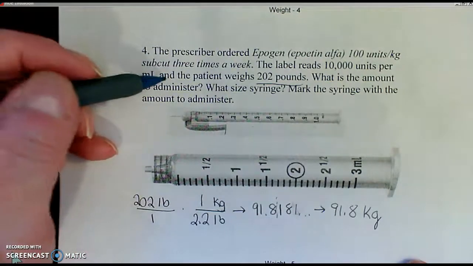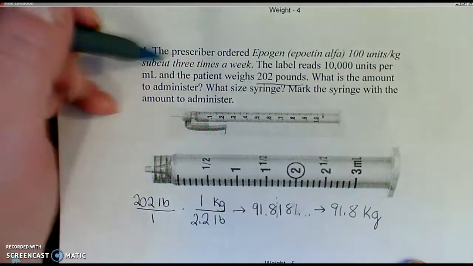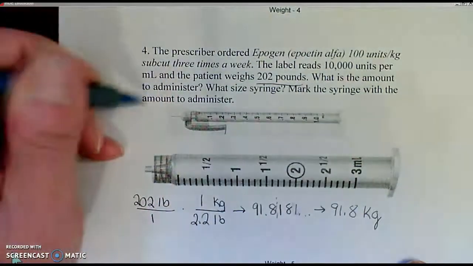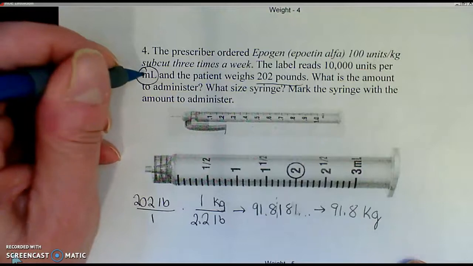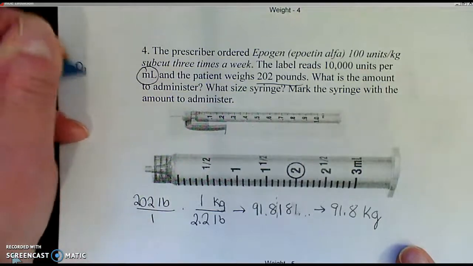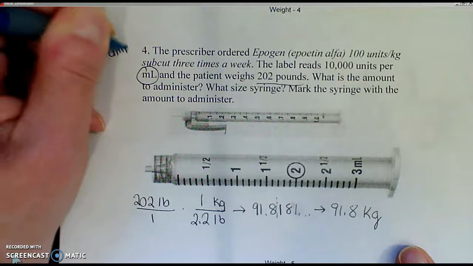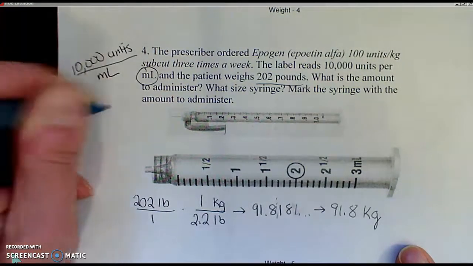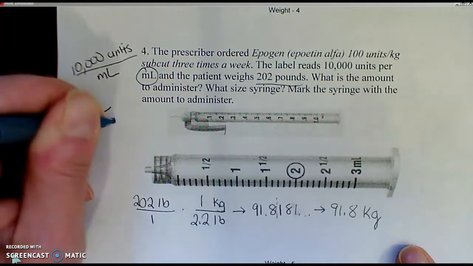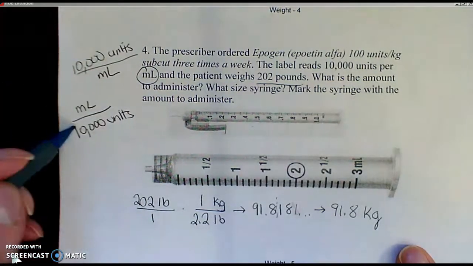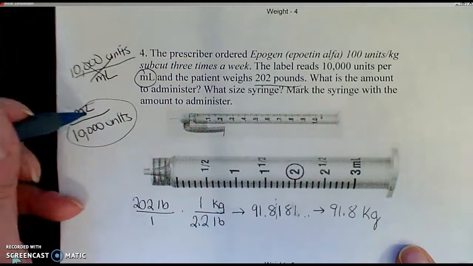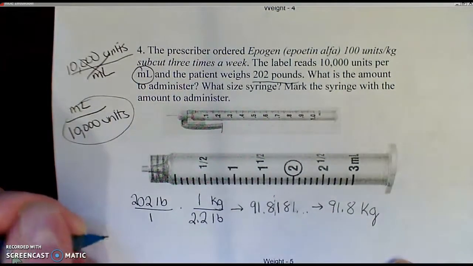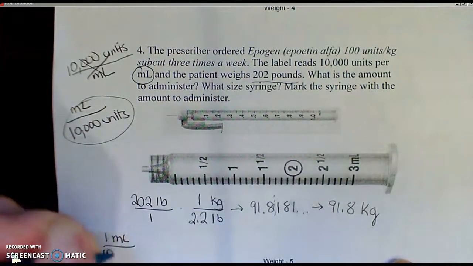Now, the amount to administer. Well, the fact that it comes in a liquid, that the label reads 10,000 units per milliliter, we know that the milliliters is what's important. So 10,000 units per milliliter. We might use this, or we might use milliliters per 10,000 units. Which one's going to make sense for us? Well, this one is, because we want the milliliters to be in the top, because that's going to give us the answer to the question, how many milliliters. So it's 1 milliliter over 10,000 units.